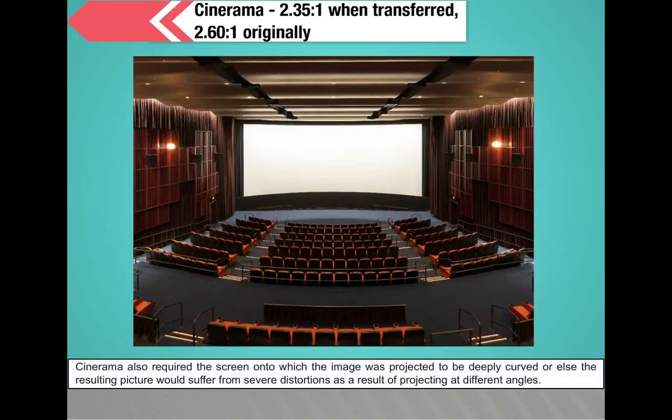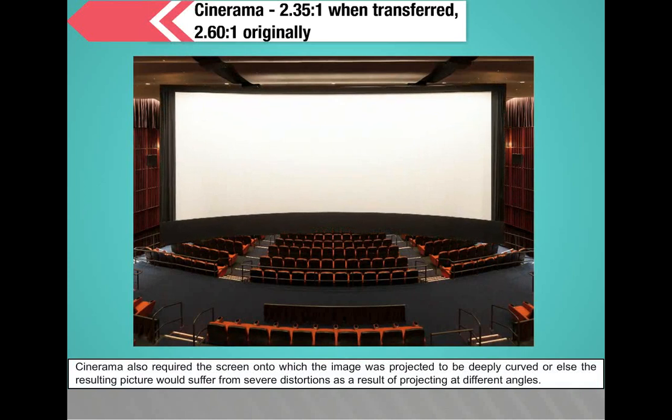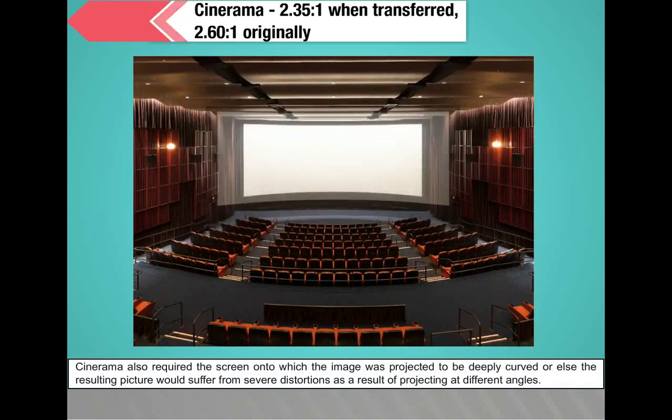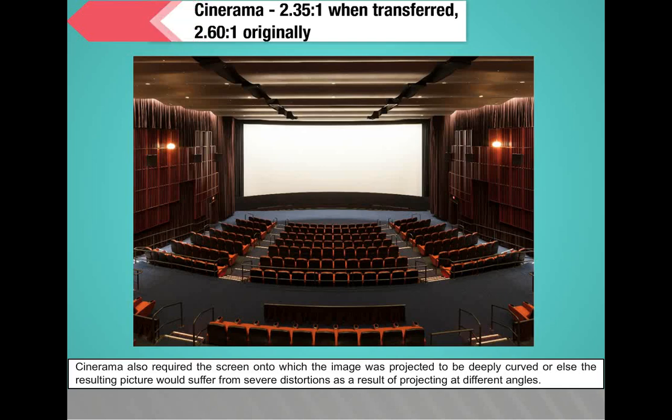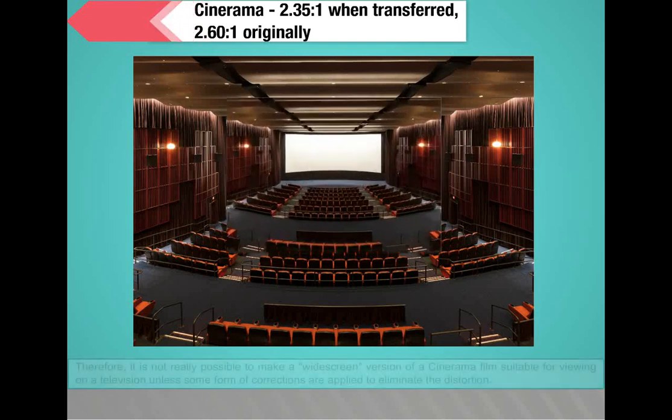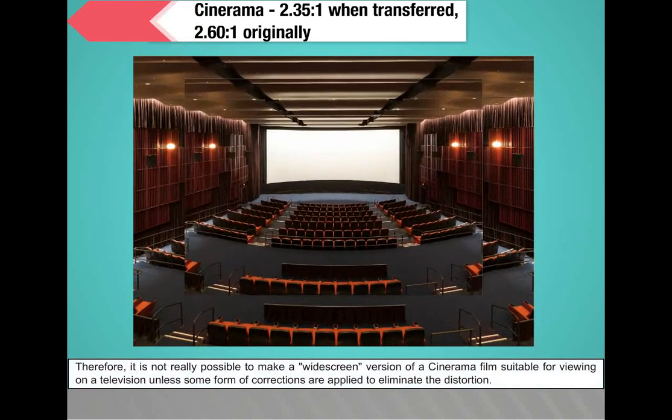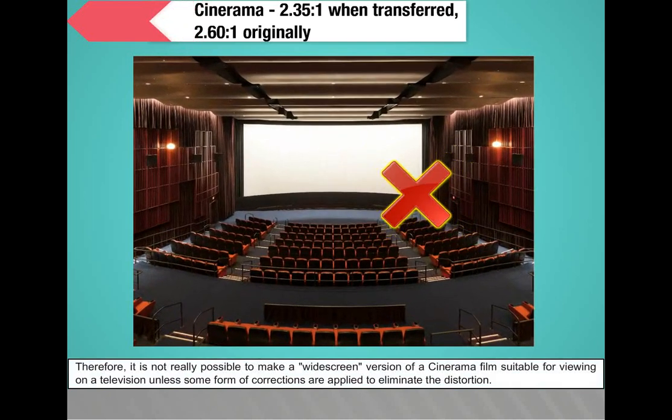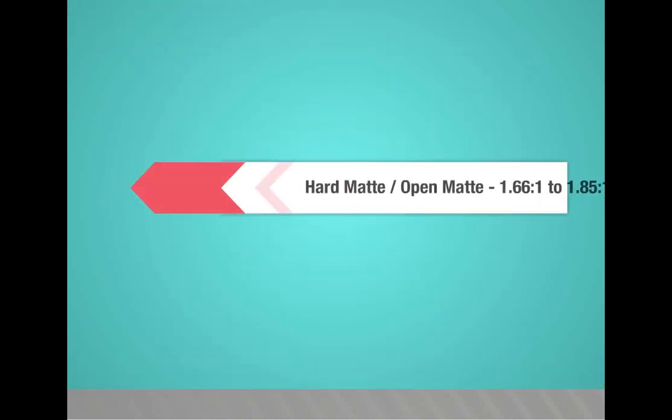Cinerama also required the screen onto which the image was projected to be deeply curved, or else the resulting picture would suffer from severe distortions as a result of projecting at different angles. Therefore, it is not really possible to make a widescreen version of a Cinerama film suitable for viewing on a television unless some form of corrections are applied to eliminate the distortion.